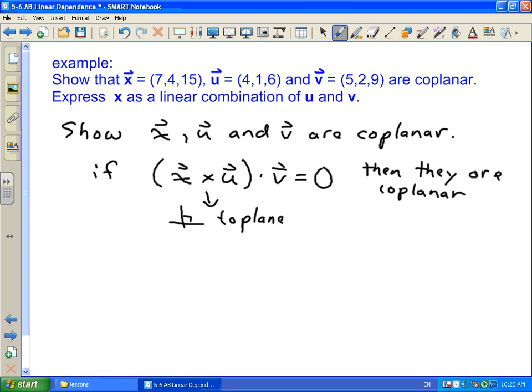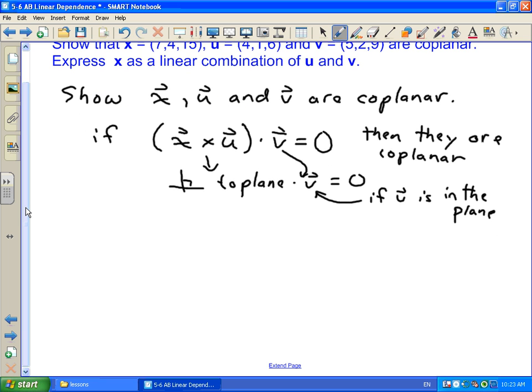Well, if I take the dot product of a vector that is perpendicular to the plane with a vector v which lies in the plane, I should get 0. So this equals 0 if v is in the plane. So showing this just amounts to doing a cross product and then a dot product. So we can set this up. Let's do x cross u first.